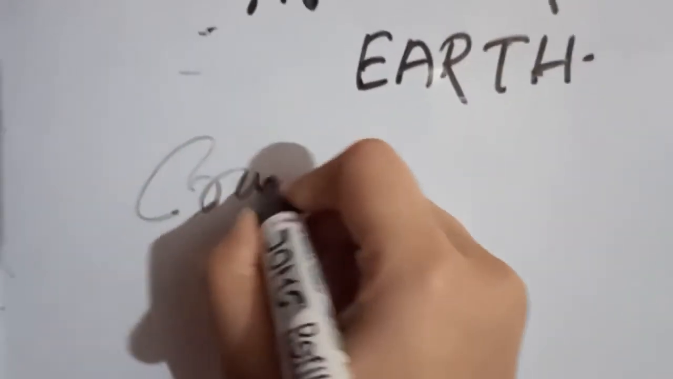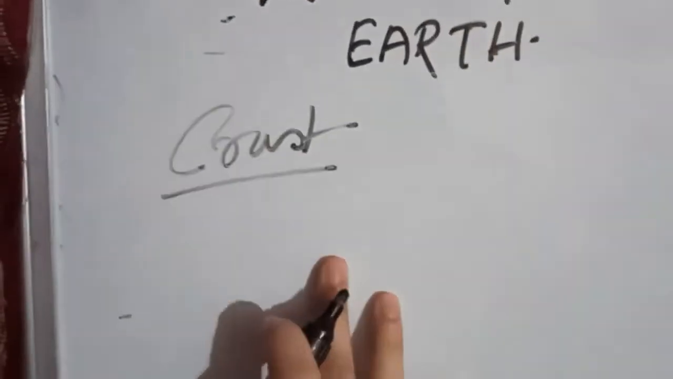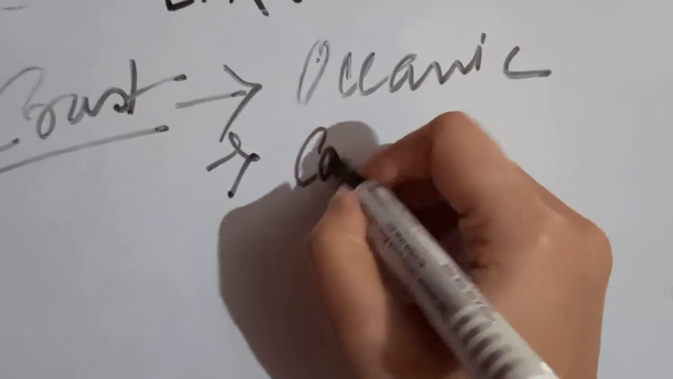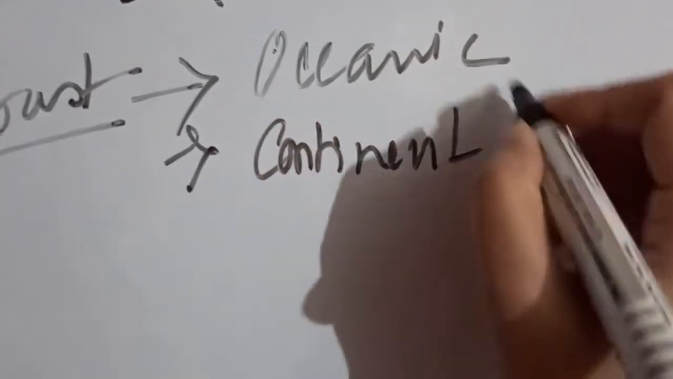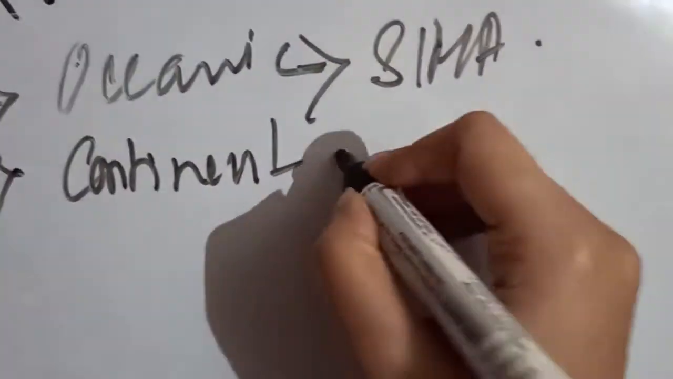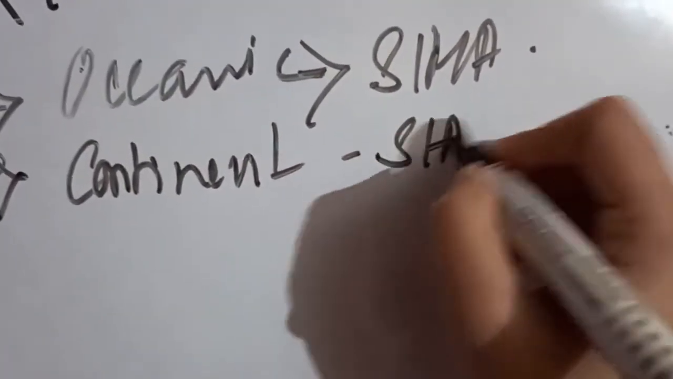In the last video I described the crust portion of the earth, so I'll revise it in this video also. The crust is basically the uppermost part of the earth. It is made up of two parts: one is the oceanic and another is the continental. The oceanic crust is known as the Sima, and the continental part is known as the Sial.